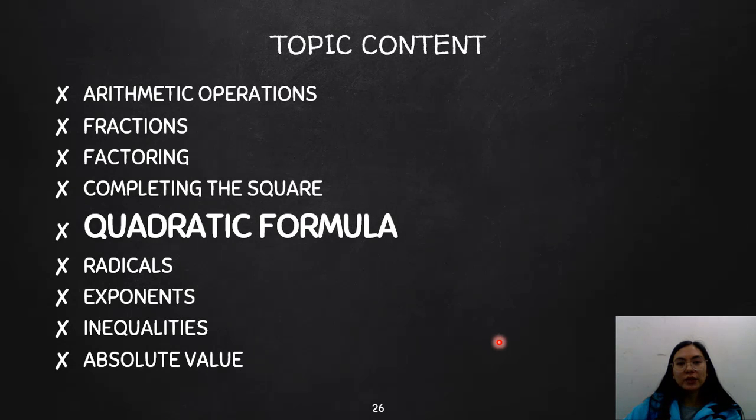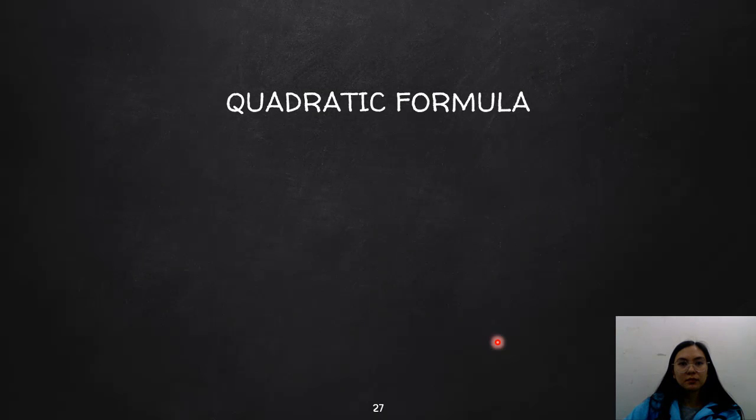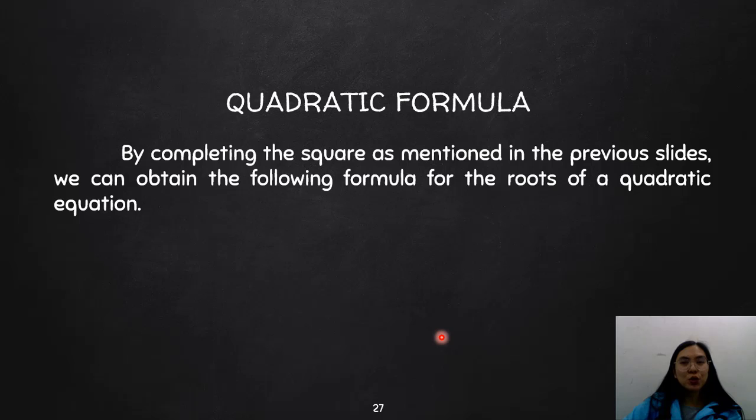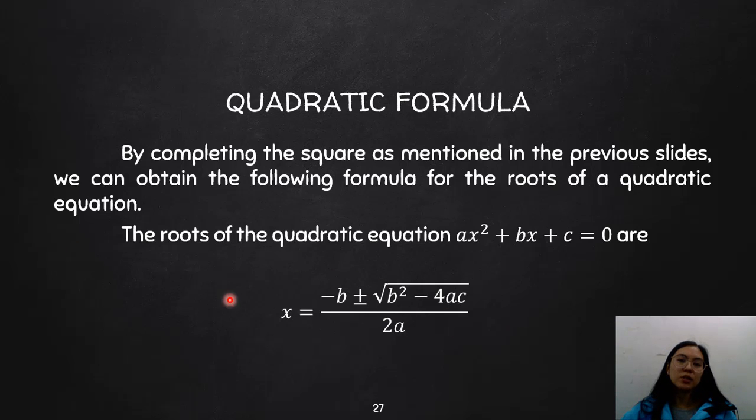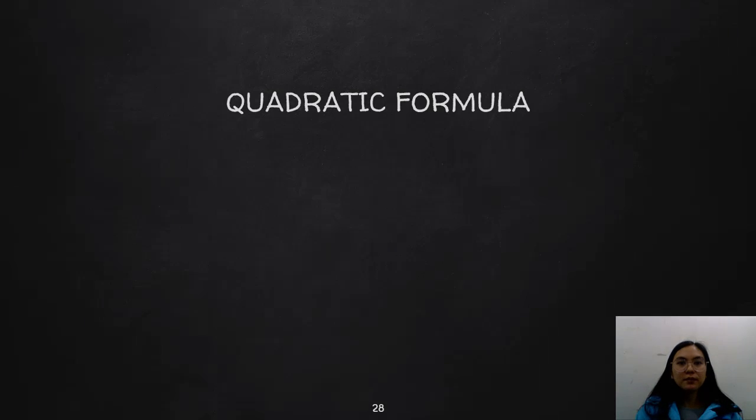So next topic is your quadratic formula. By completing the square as mentioned in the previous slides, we could obtain the following formula for the roots of a quadratic equation. The roots of a quadratic equation ax squared plus bx plus c is equal to 0 are, diba, ito, very familiar na kayo dito. That's how you get the roots of a quadratic equation. So you have x is equal to negative b plus or minus the square root of b squared minus 4ac all over 2a. Gamit na gamit nyo to, lalo na when you go to your higher architecture subjects.